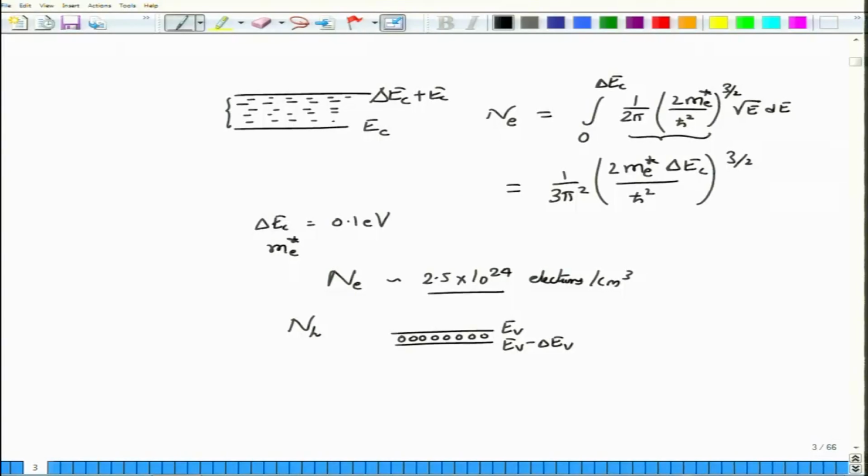Okay. So, instead of carrying out this entire equation, you can relate NH and NE to MH and ME, and then show that delta EV will be roughly 0.012 electron volt. So, for the same number of carriers, in both cases the number of carriers is the same, but in one case the energy spread is about 0.1 electron volt, and in the other case it is about 1 order of magnitude smaller for the holes.